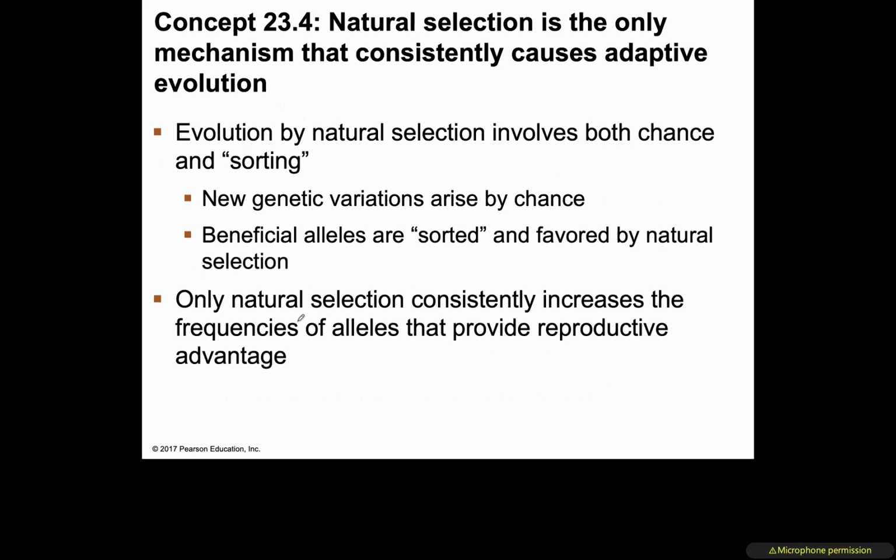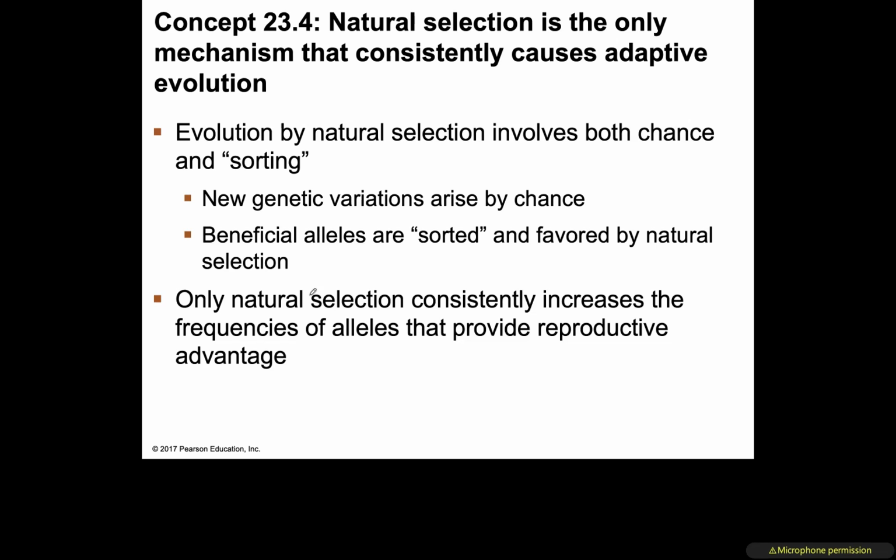Alrighty, so we're almost there. Evolution by natural selection is going to involve both chance and sorting. New genetic variations arise by chance, okay? That has to do with genetic mutation, and it's really just happenstance. Beneficial alleles are going to be sorted and favored by natural selection. It is nature that is going to select which phenotypes are most suited for the populations. Well, the phenotypes are a result of the alleles, that is, the genotypes.